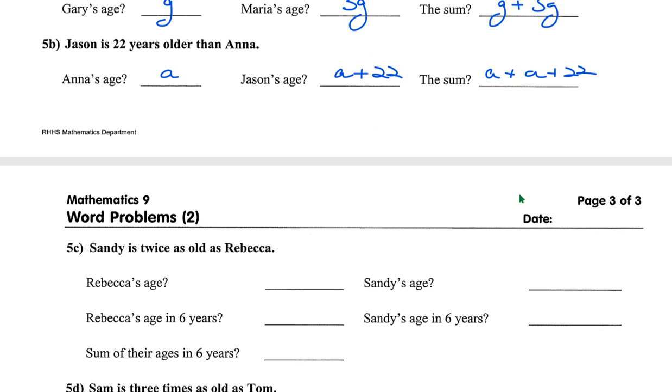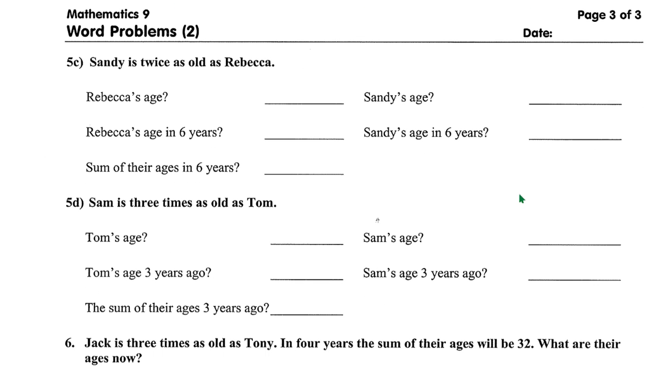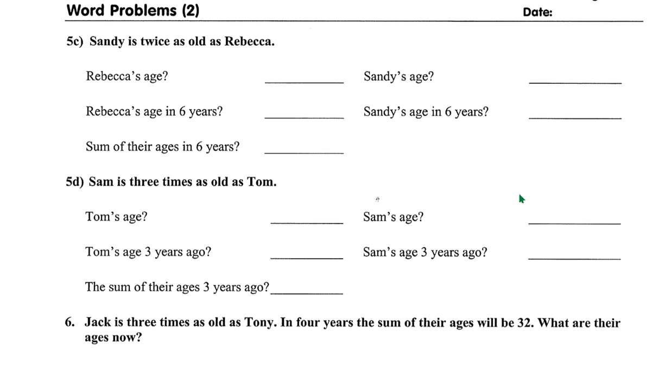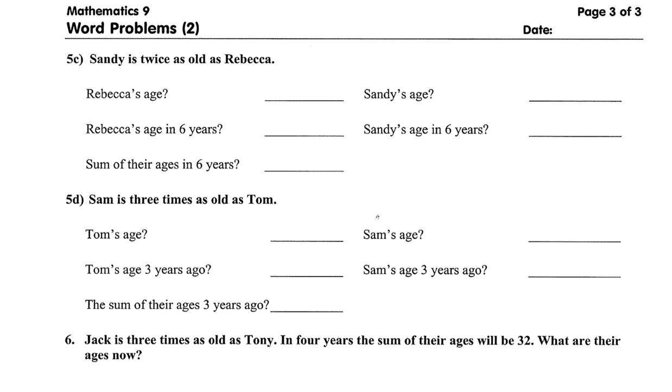Okay, so let's take a question where we're going to add some stuff to it. Let's say, for example, Sandy is twice as old as Rebecca. So Rebecca's age, let's call it little r. What's Sandy's age going to be? She's twice as old as Rebecca, so she's going to be 2r.